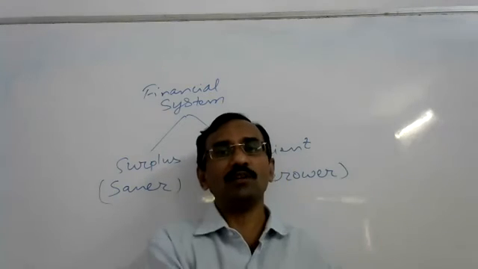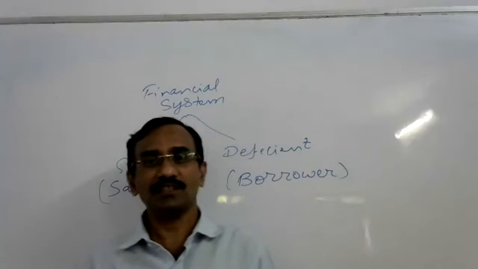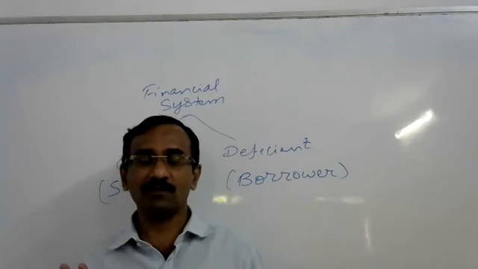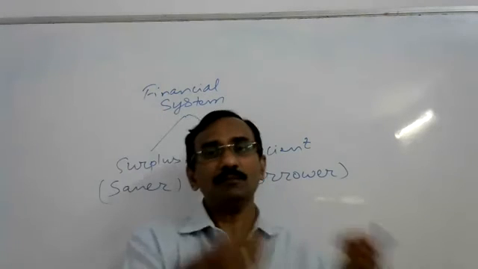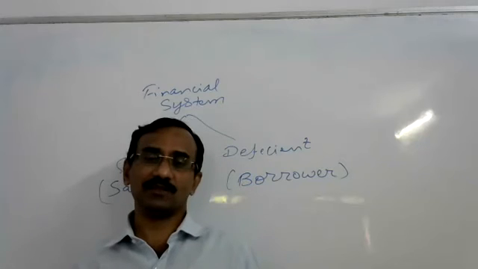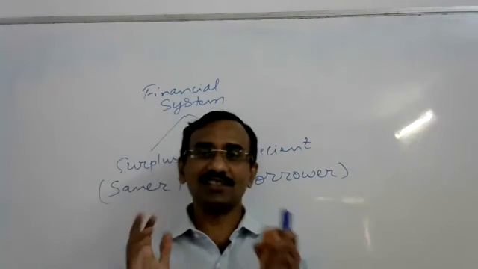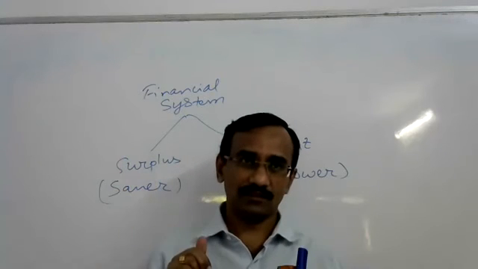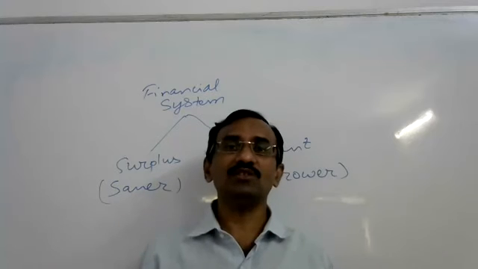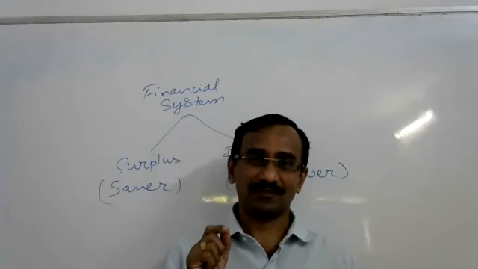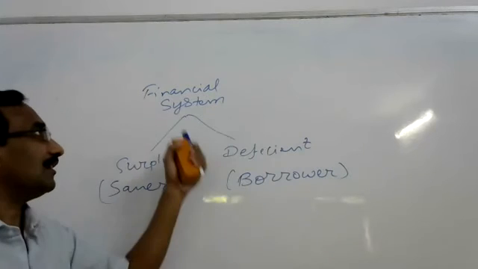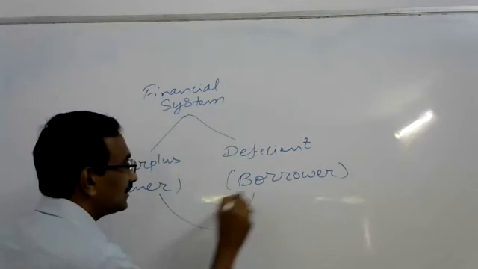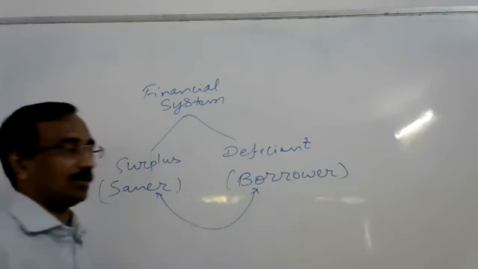So I cannot go to homes and factories and units, or even to the government, and say that, sir, I have 1 lakh rupees, you borrow it and pay me the interest. That is not going to happen. That means there is a disconnect between a saver and a borrower. Now, here comes into the picture a system, that is a financial system, which connects a saver to a borrower.